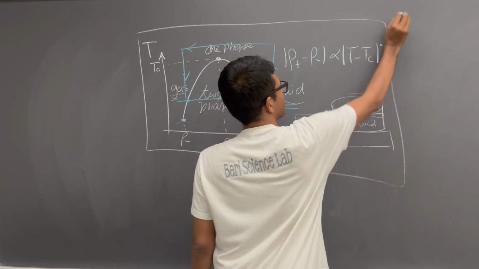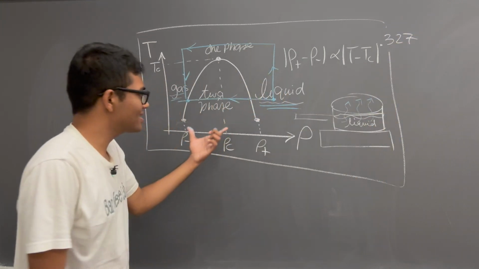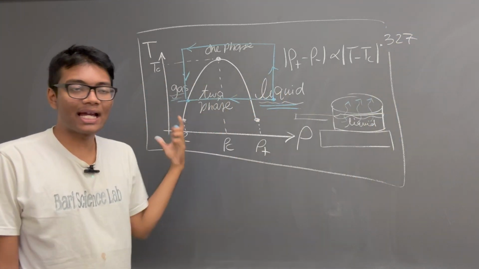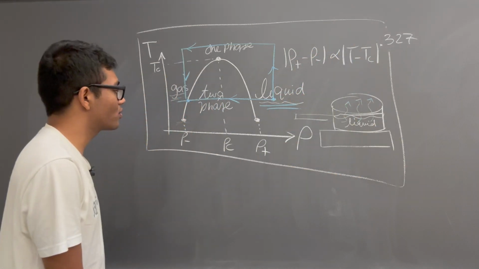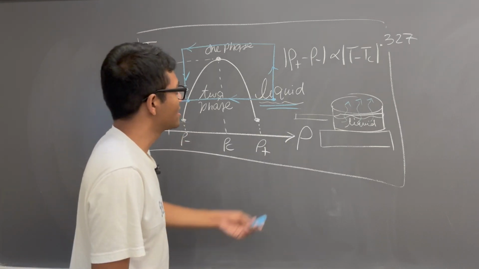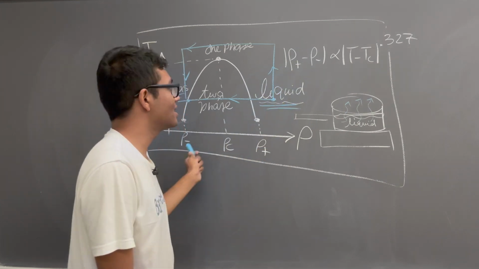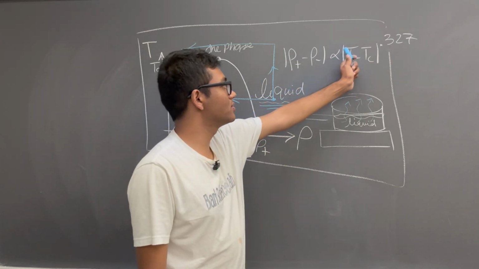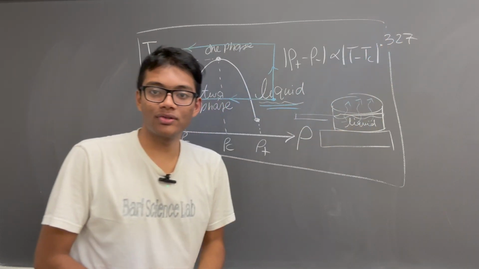Now, this whole picture right here, we can mathematically categorize as follows. Physicists have taken this phase diagram and they've written down a kind of equation which describes the relationship between our density and temperature variables here. So they've written down that the difference between the max and minimum densities is somehow proportional to the temperature minus the critical temperature to some exponent, 0.327.